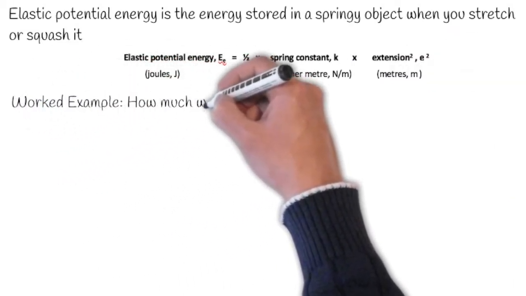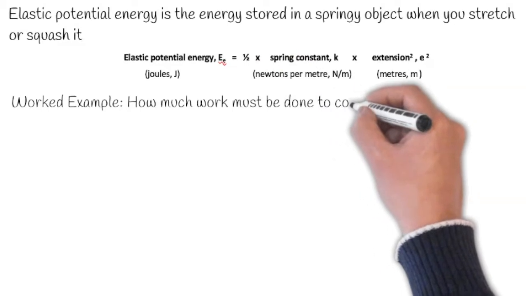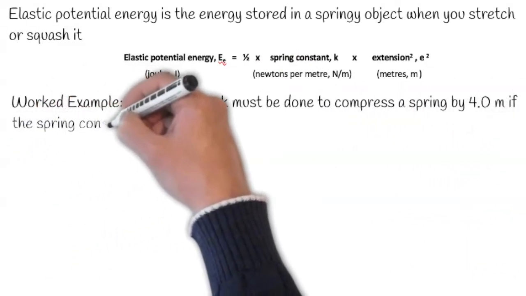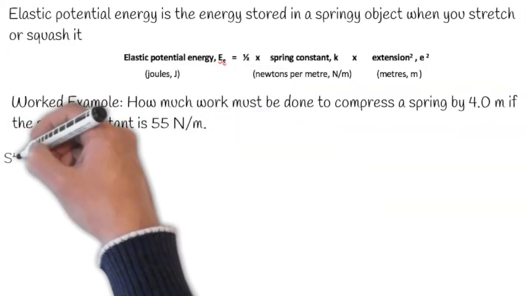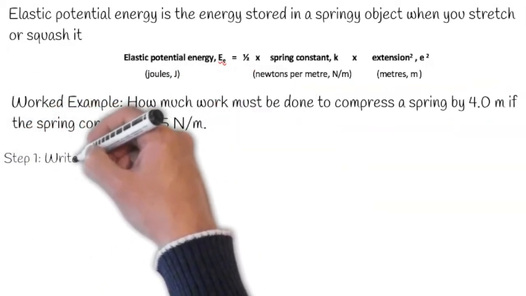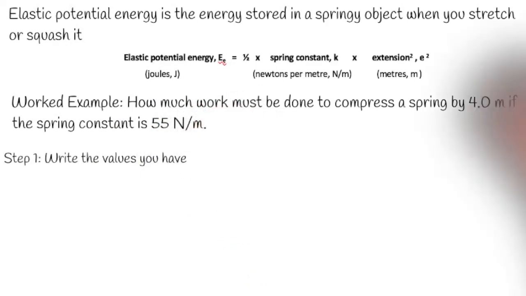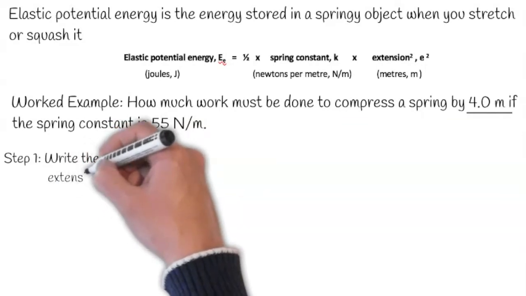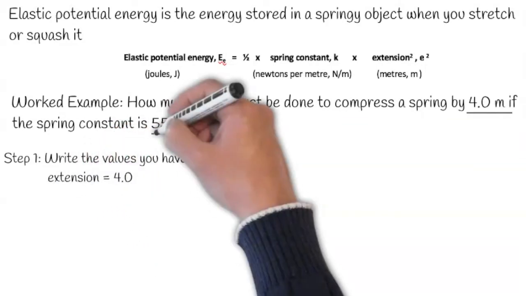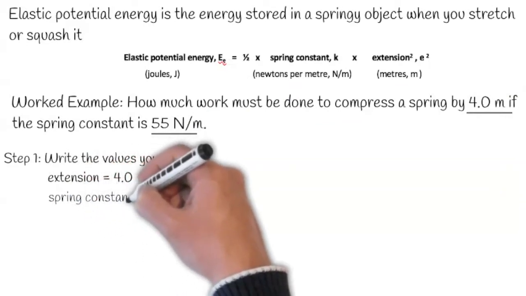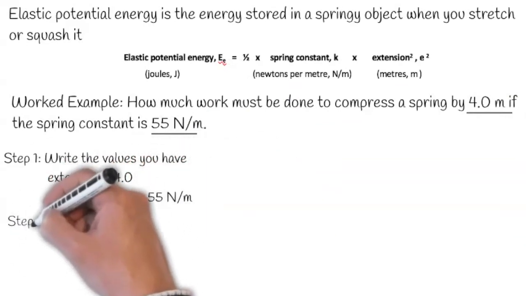Let's go through a worked example. How much work must be done to compress a spring by 4.0 meters if the spring constant is 55 newtons per meter? Step 1, we can write the values that we have. The extension is 4 meters and the spring constant is 55 newtons per meter.